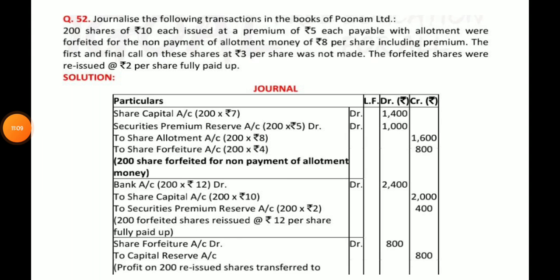So here is the last question. Journalize the following transaction in the books of Poonam Limited. 200 shares of 10 each issued at a premium of 5 each payable with the allotment were forfeited for the non-payment of allotment money of 8 per share including premium. The first and final call on these shares of 3 was not made. The forfeited shares were reissued at 12 per share fully paid up.